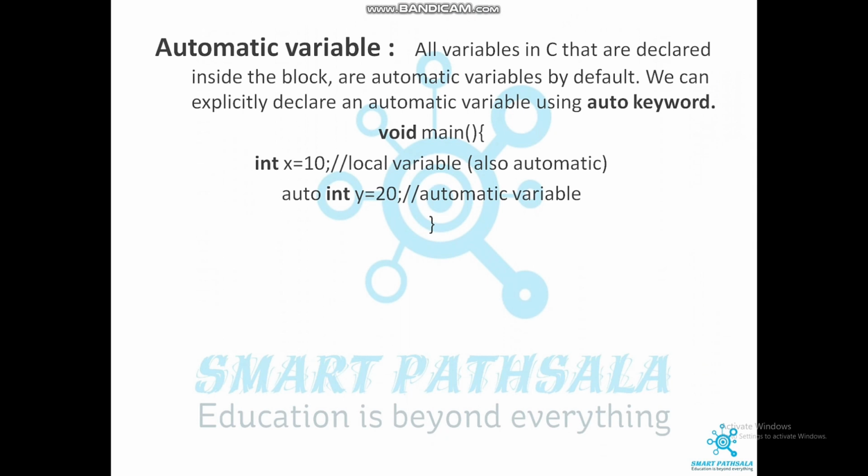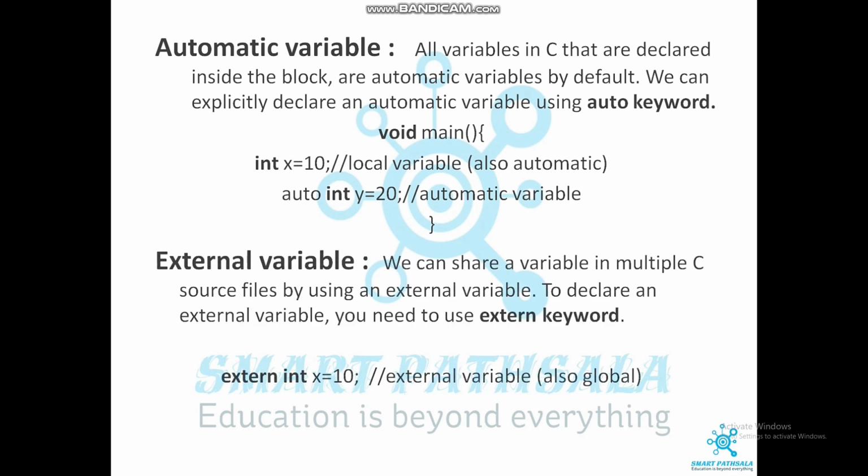Okay, next and the last one is the external variable. Now what is an external variable? We can share a variable in multiple C source files by using external variables. To declare an external variable, we need to use the extern keyword.